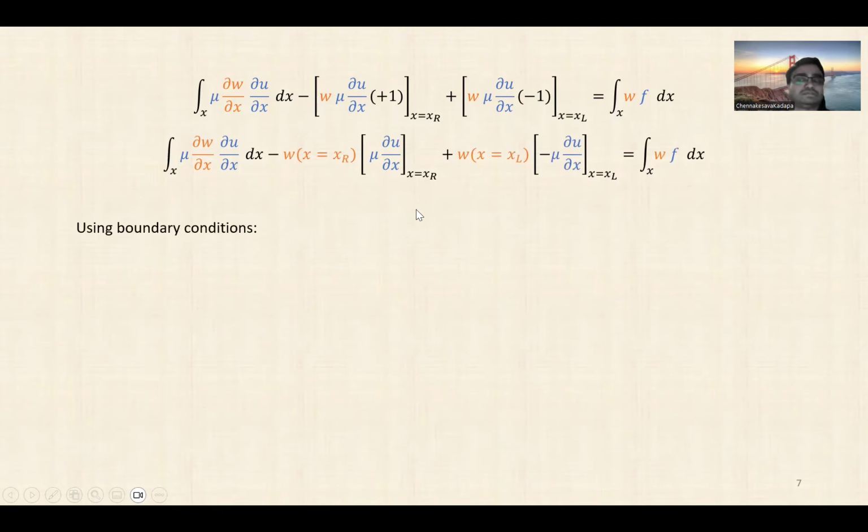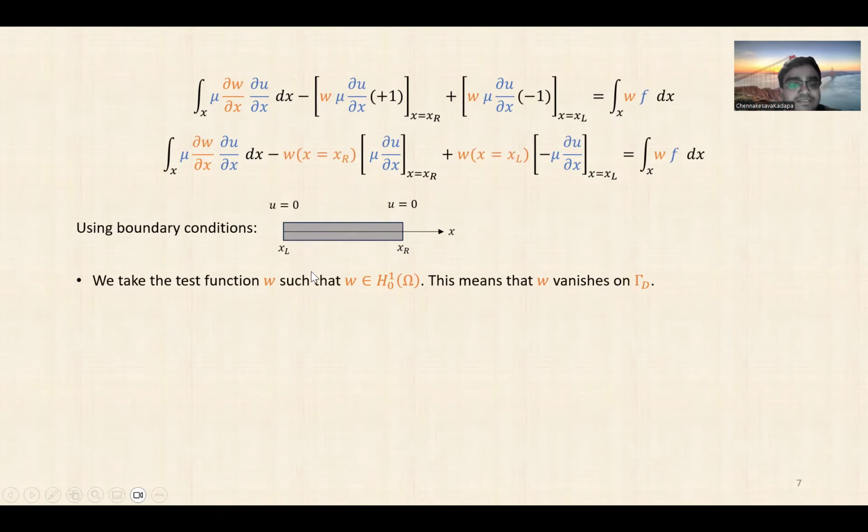now we use the boundary condition. Now we know that we have two homogeneous Dirichlet boundary conditions at both ends. Now, in order for our solution to satisfy this, we need to choose a test function w such that it is in the H10 space. Okay, so H10 space is the space of functions where the function is square integrable, where the function and its derivative are in L2 space. L2 space is a square integrable space of functions. Okay, right.